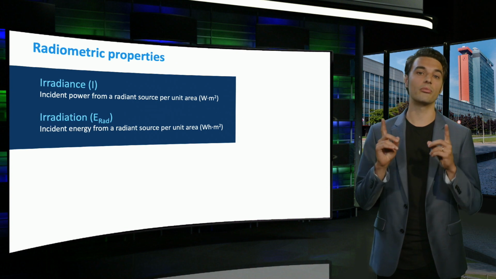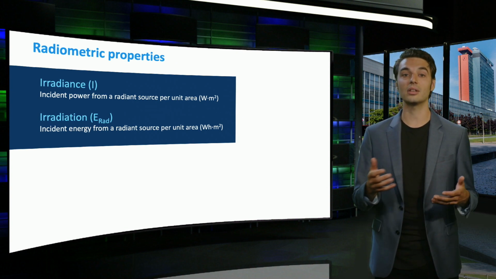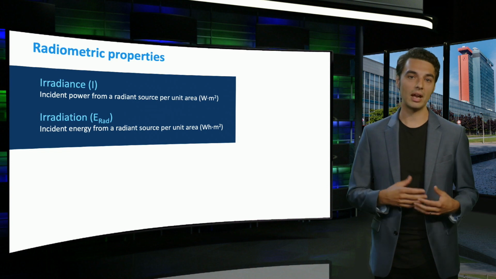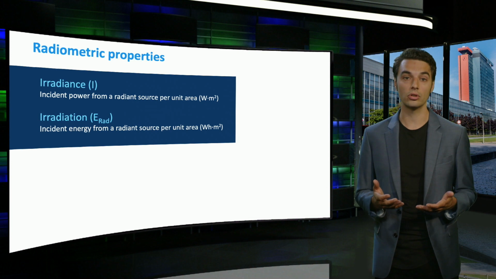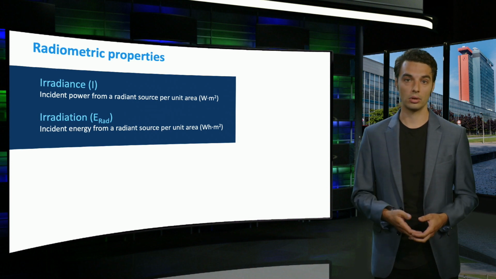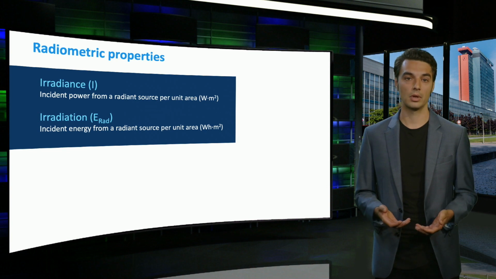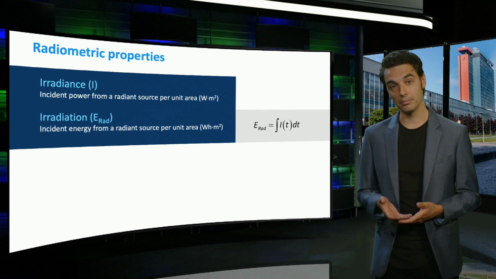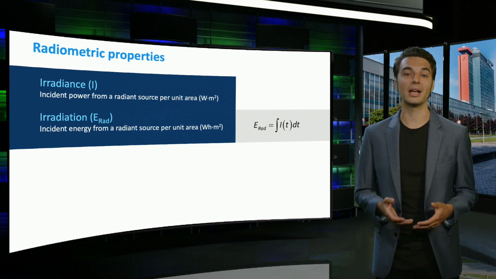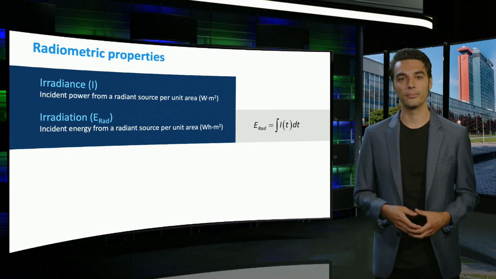First, we will discuss some radiometric properties of incident light, namely irradiance and irradiation. The irradiance is defined as the total power density incident on a surface from a radiant source. The irradiation is the total energy density incident on a surface. Since the power can be defined as energy per unit time, the irradiation can be obtained by integrating the irradiance over a certain time interval.